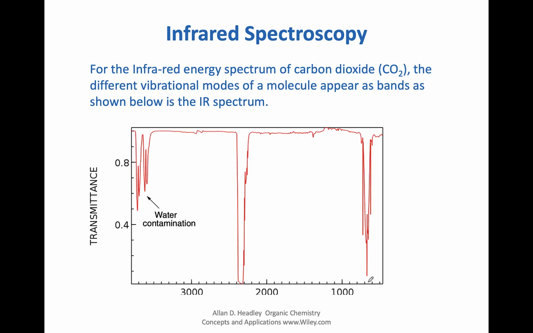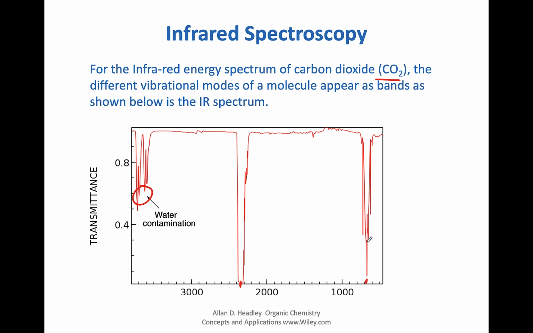So here's the actual spectrum of carbon dioxide. This is water contamination. It's very difficult to get water out of a pure sample, so it's present, but here are the vibration modes. Here is the one at 1700, and here's the other one at 666, in the 600 region. They overlap, but here are the vibrational modes for carbon dioxide.